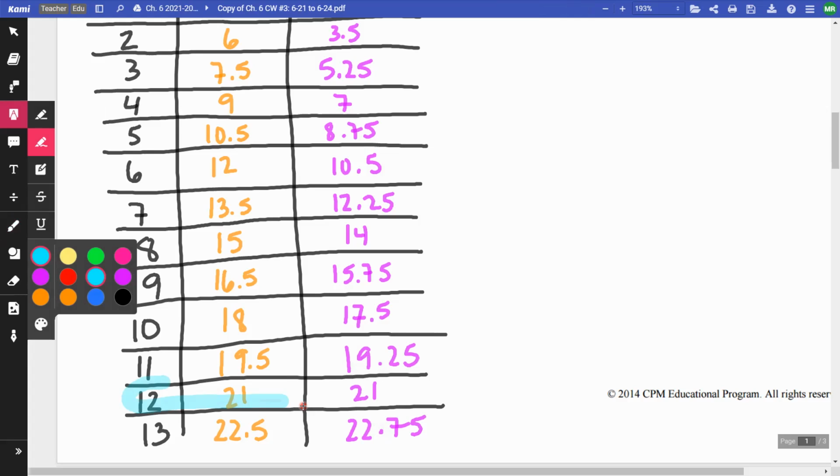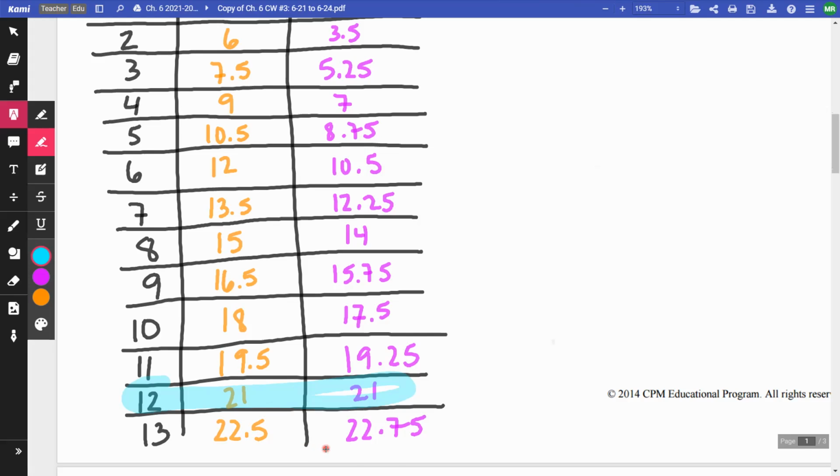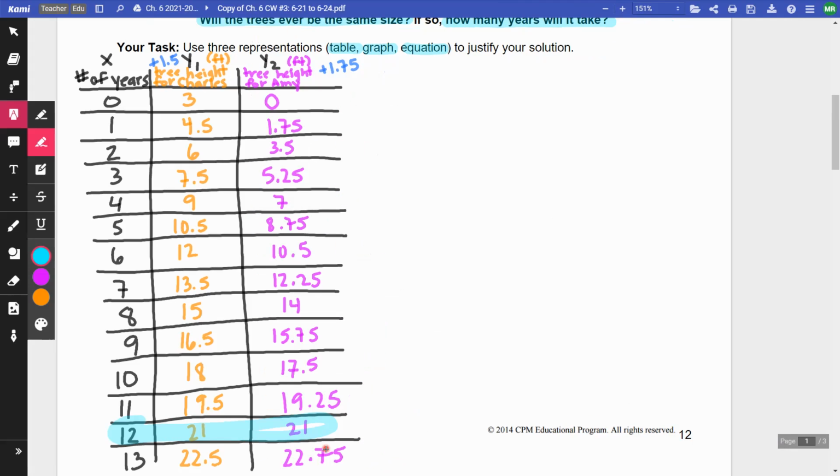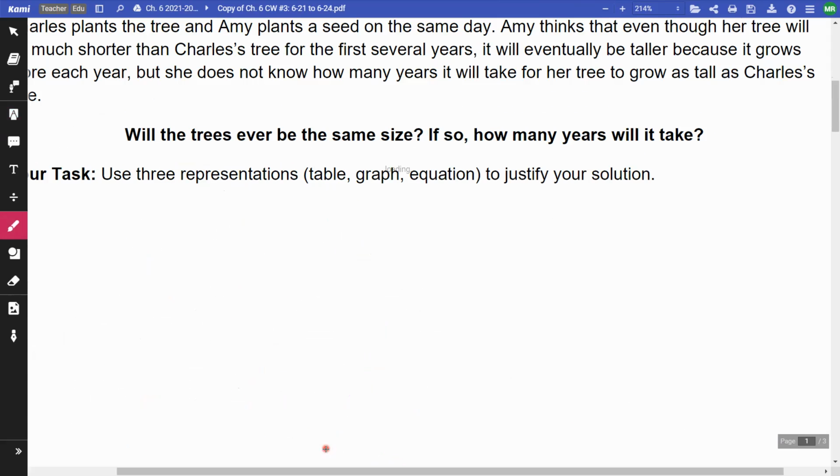So what's happening here is I am getting right here at year 12 the same height. You see that before 12, his tree was taller. Every single time it was taller than hers. At year 12, they're the same. Now, all of a sudden, hers is going to be more than his. It's going to continue being more than his. So from this table, we see that they are going to be the same height at year 12.